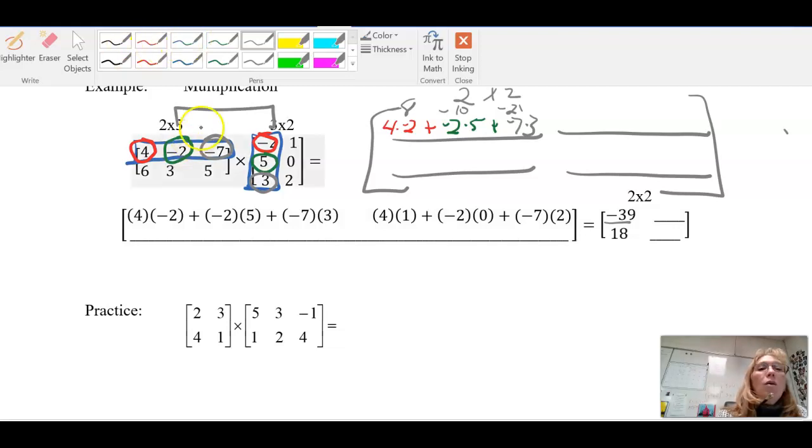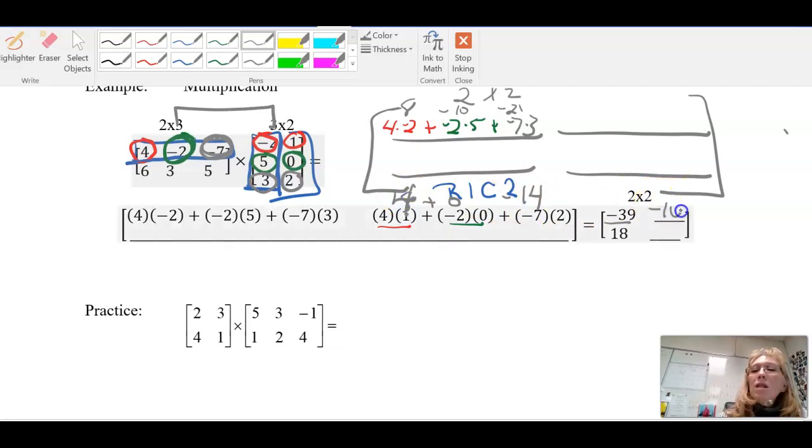So now we have to do this again. I have to take row 1, now we're going to the second column, because this is row 1, column 2. So it's 4 times 1, plus negative 2 times 0, plus the third, negative 7 times 2. We are not distributing, right? We got to add all those up. So that's 4 plus 0 minus 14, which gives us negative 10.